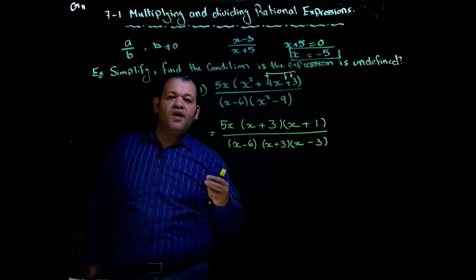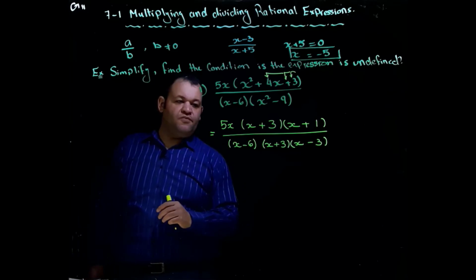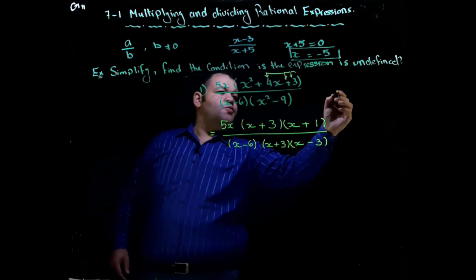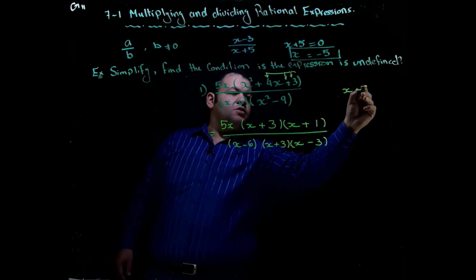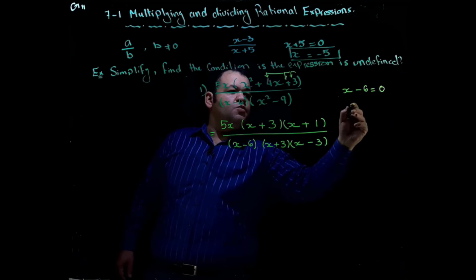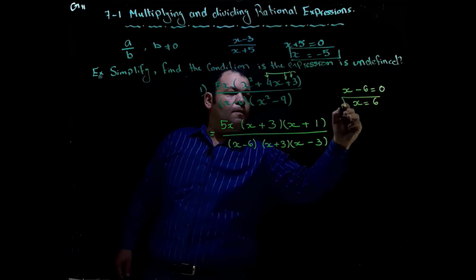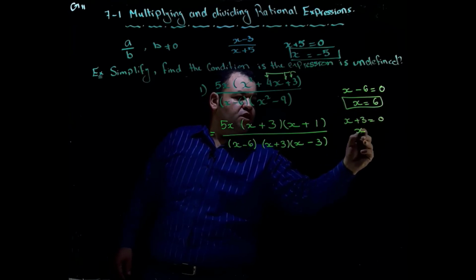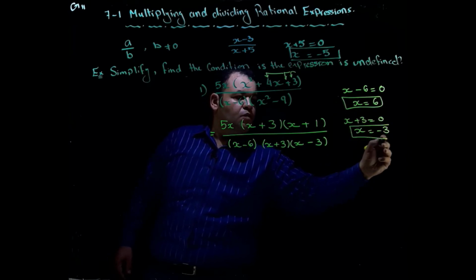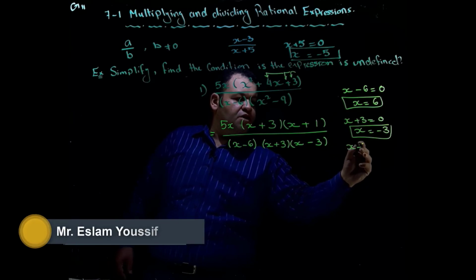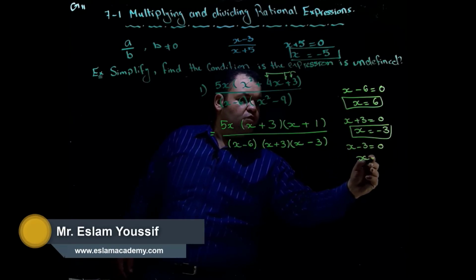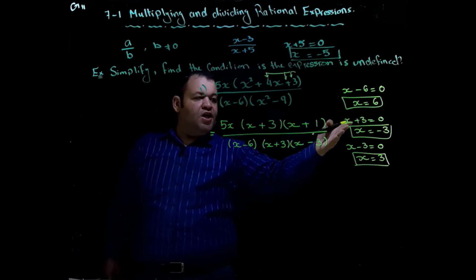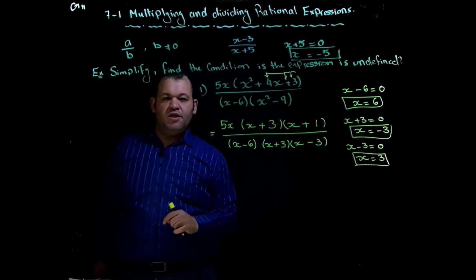Before simplifying, we will find the values of x which make the expression undefined. The expression is undefined if the denominator is equal to 0. So for each bracket, we set the expression equal to 0. So x minus 6 is equal to 0, it means x is equal to 6. For the second one, x plus 3 is equal to 0, it means x is equal to negative 3. For the third bracket, x minus 3 is equal to 0, it means x is equal to 3. When x is equal to 6, negative 3, or 3, the expression is undefined.